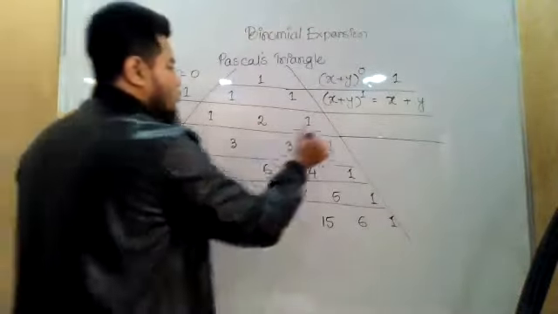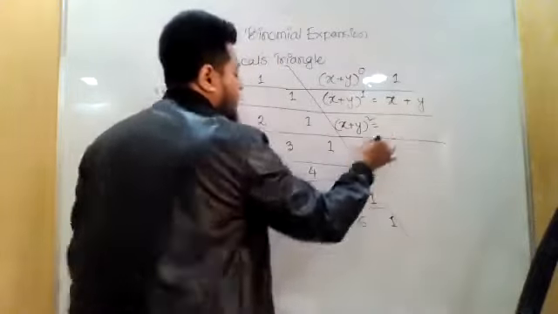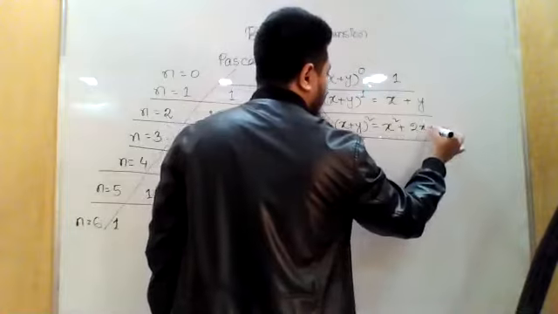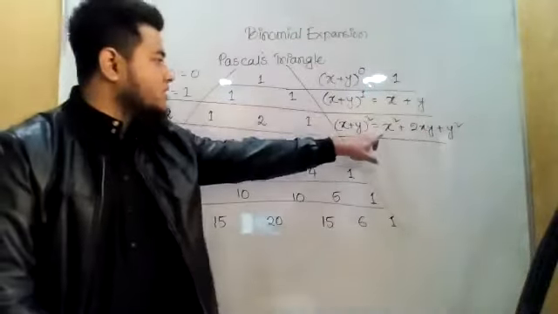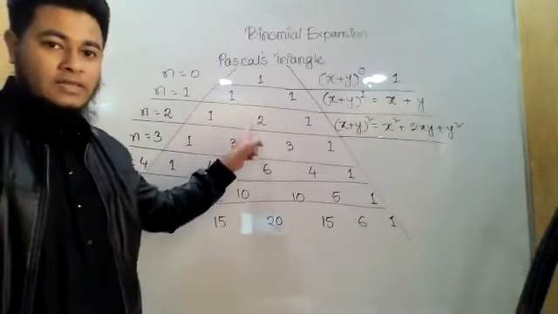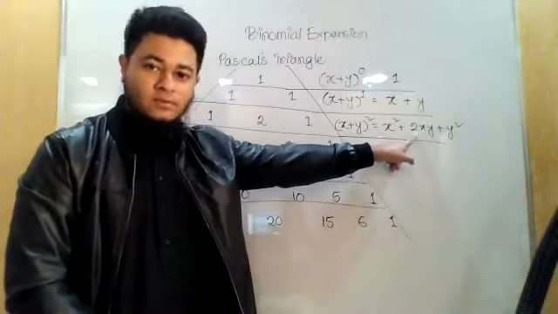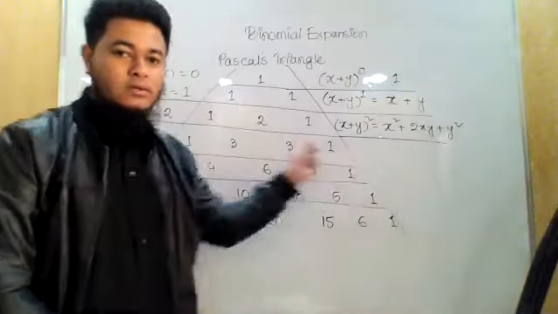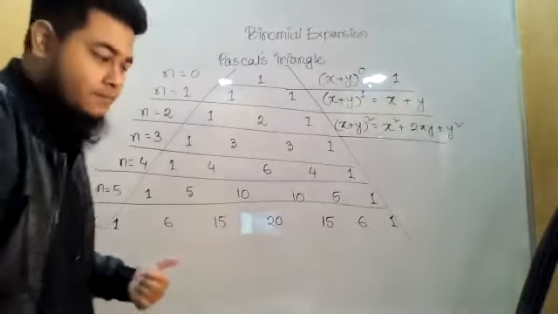N is equal to 2. That means the power will now be 2. We know (a plus b) whole square is a square plus 2ab plus b square. So what is the coefficient of x square? 1. Then in the middle we are supposed to have 2. What is the coefficient? 2. Then the coefficient is 1. So 1, 2, 1. Is it okay?